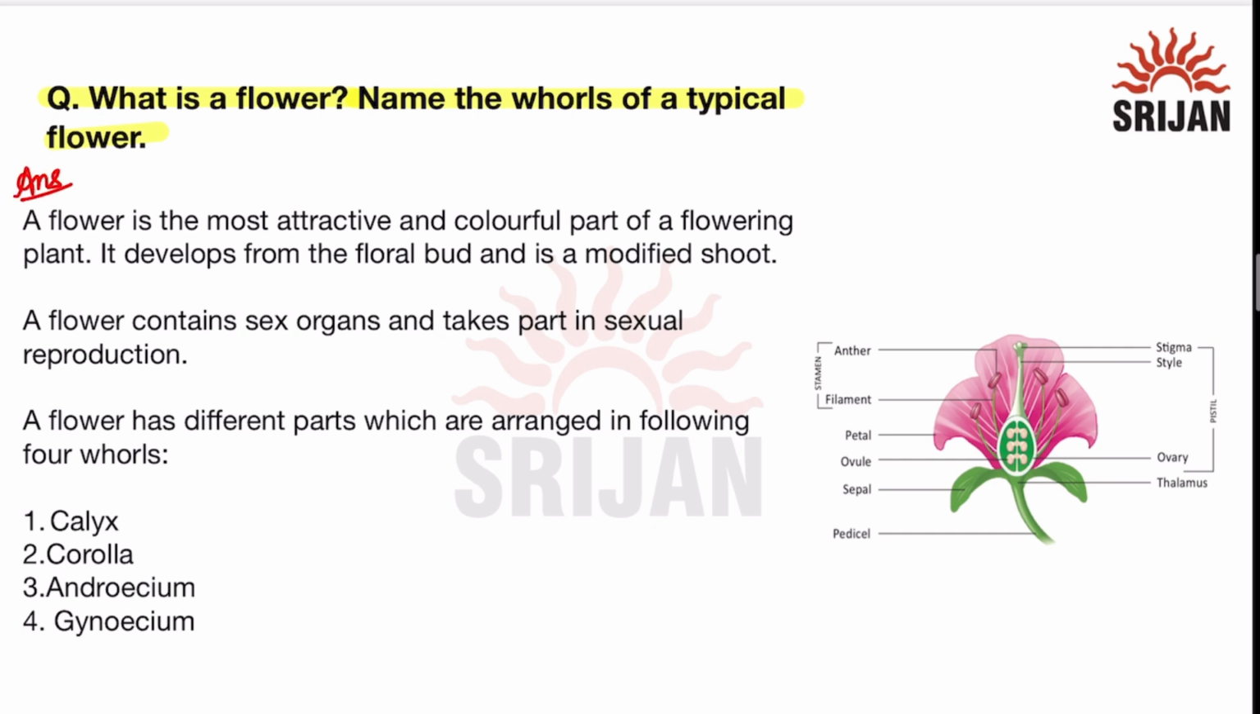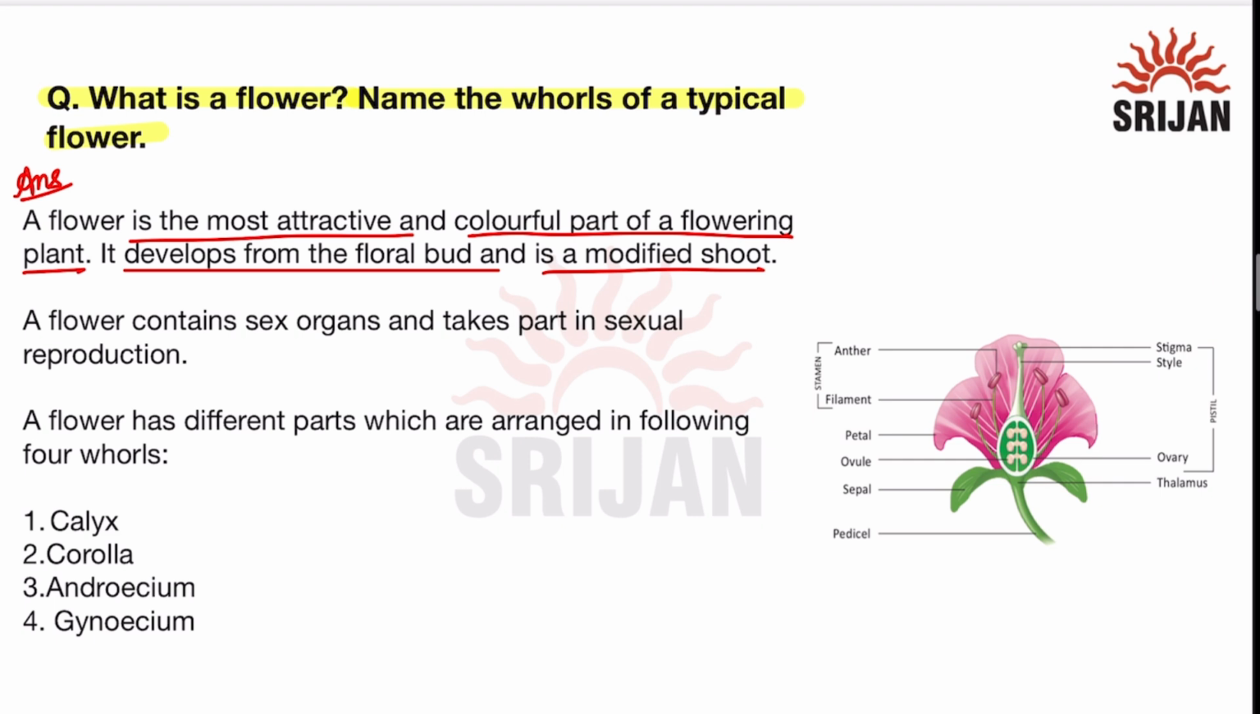Now a flower, it is the most attractive and colorful part of a flowering plant. It develops from the floral bud and it is a modified shoot. It is the most attractive and colorful part as it has to take part in sexual reproduction, and it is a modified shoot.